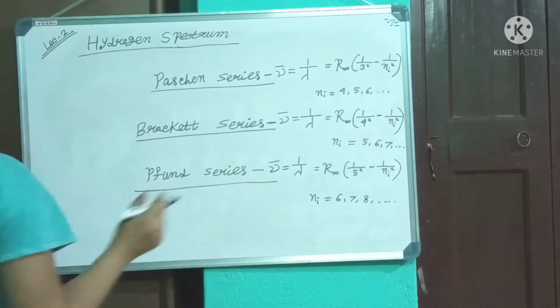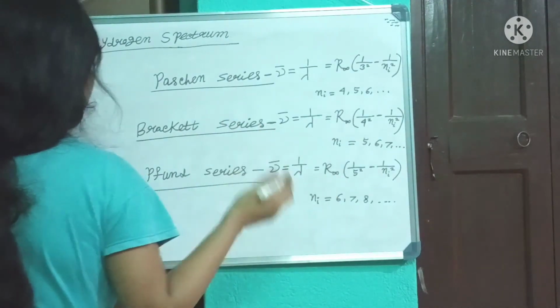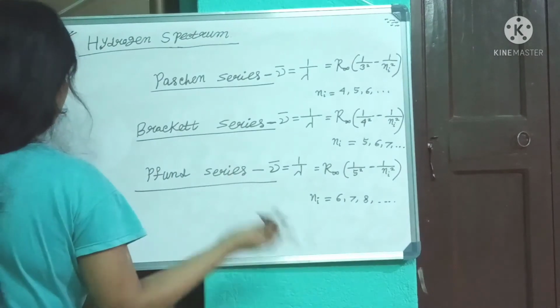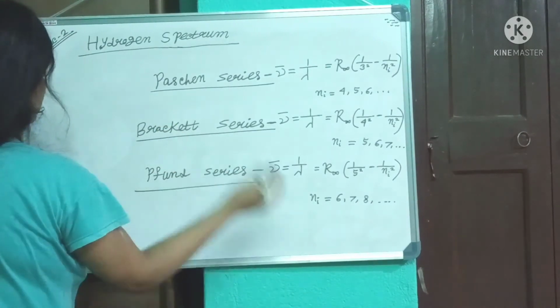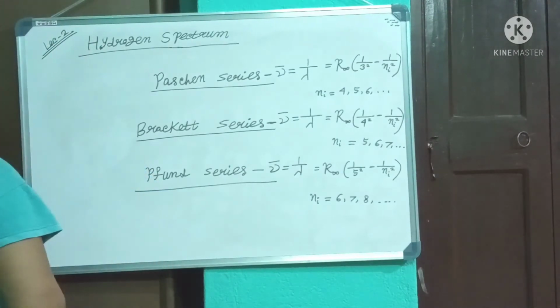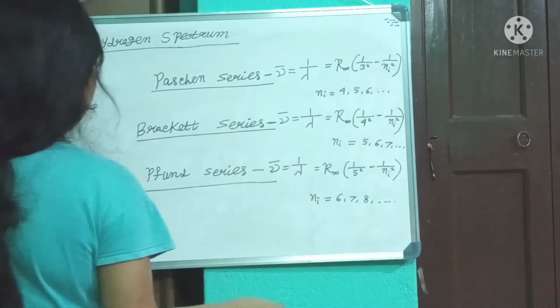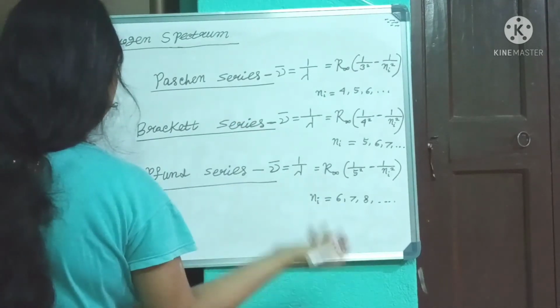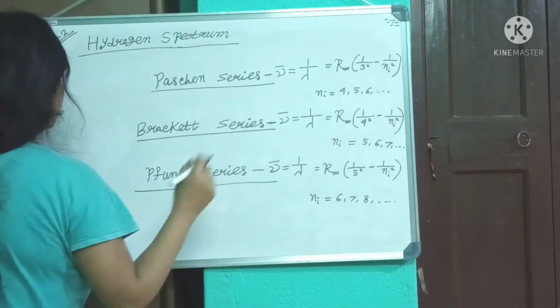Now remember one thing, that the Lyman series lies in the ultraviolet region of the EM spectrum and the Balmer series lies in the visible region, whereas the Paschen, Brackett and Pfund series lie in the infrared region of the EM spectrum.